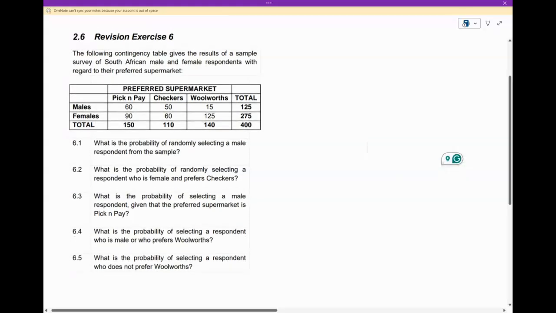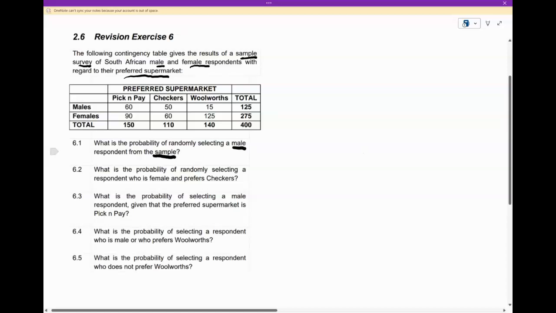Revision exercise 6. It says the following contingency table gives the results of a sample survey of South African male and female respondents with regard to their preferred supermarkets. Okay, right. So the first thing there, you can see the preferences, and they've given us the totals here on the side, in terms of the various preferences. So that's fine.